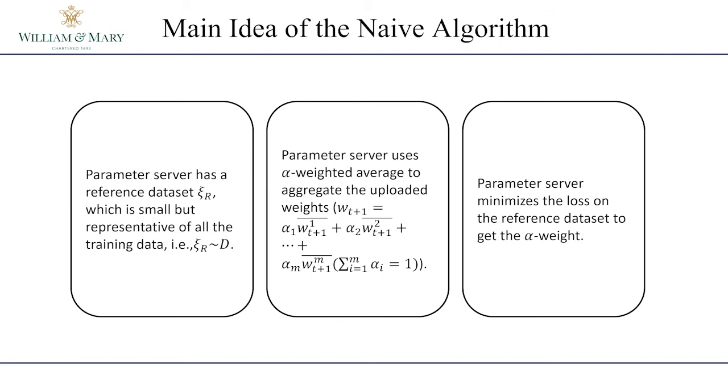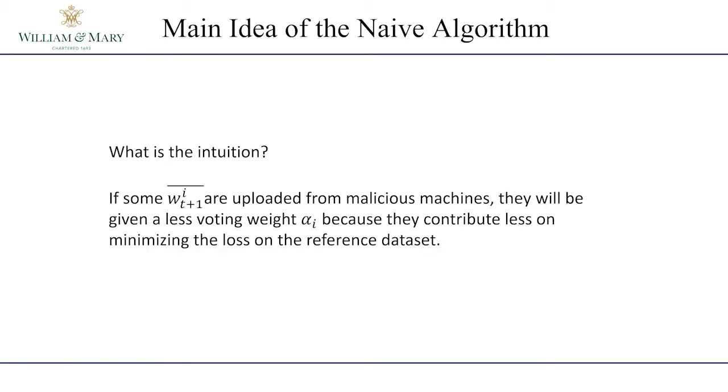Assume each machine uploads its computed weights W_{t+1}^i bar. The primary server will use an alpha linear combination of all uploaded weights to get a new weight at time t+1, and the sum of all alpha_i is 1. In order to solve for this alpha weight, we simply minimize the loss on the reference dataset. The idea of the naive algorithm is actually easy to understand.